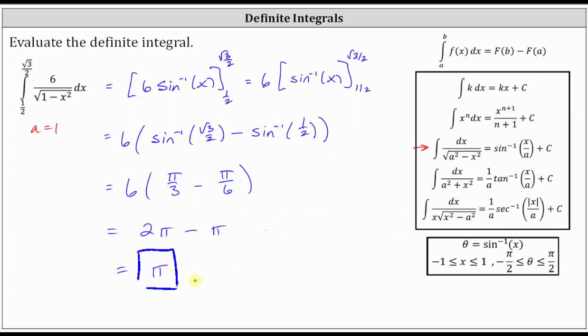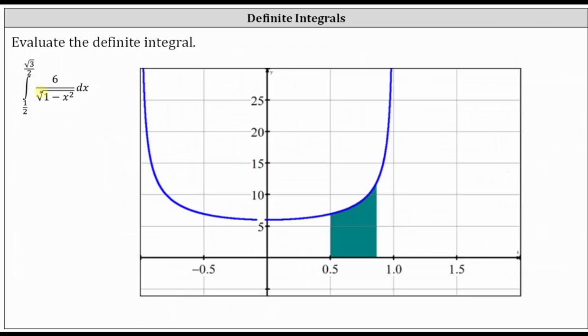And before we go, let's take a look at the graph of the integrand function over the interval of integration. In blue we have the graph of the integrand function, and here I've shaded the area bounded by the function and the x-axis over the interval of integration. Notice how this area is above the x-axis, and therefore the value of the definite integral is equal to this area. This area is exactly pi square units.